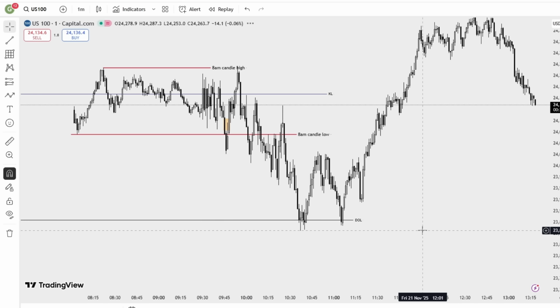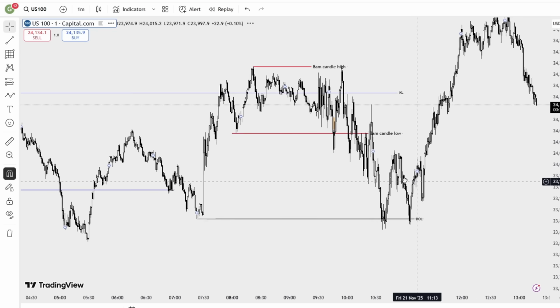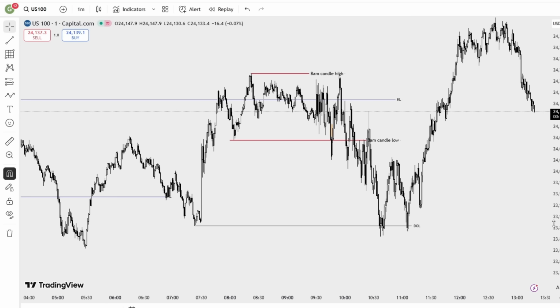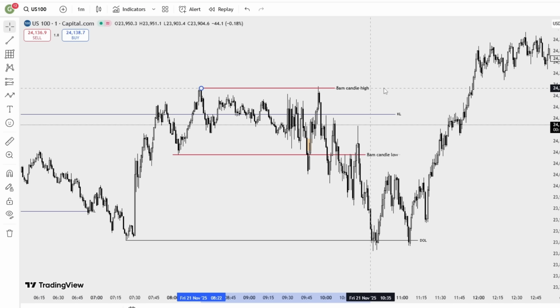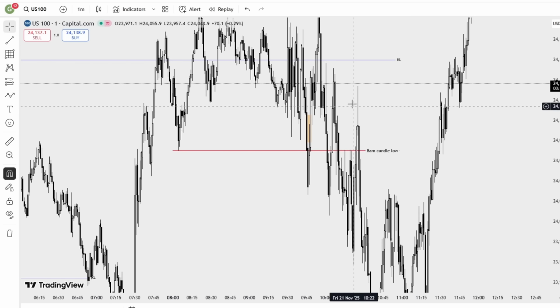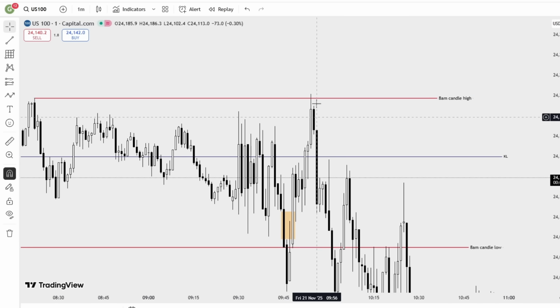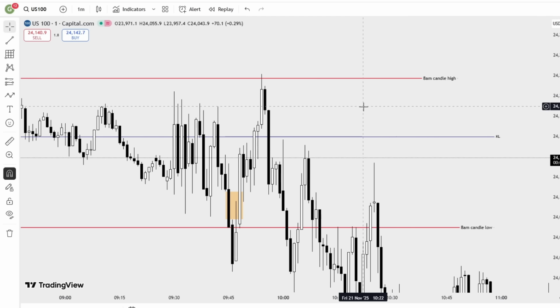Okay, so you spot your trading ground right here. You have your candle range, and now you need to have your entry, right? So how do we do our entry? We wait for the turtle soup right here. So we have the turtle soup, and we have two options.